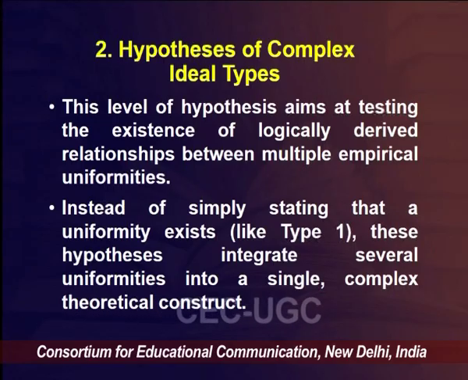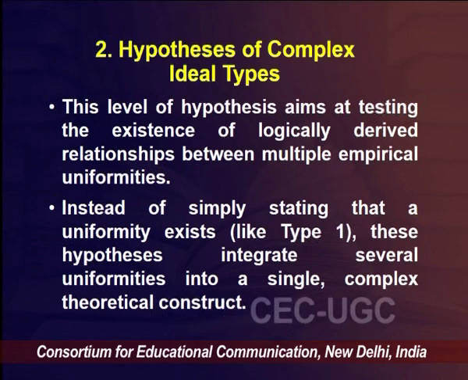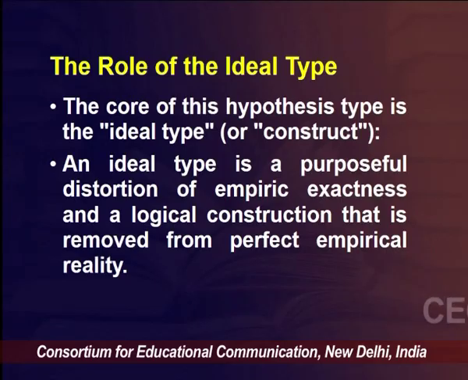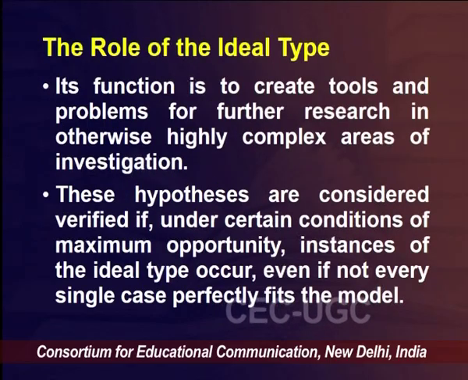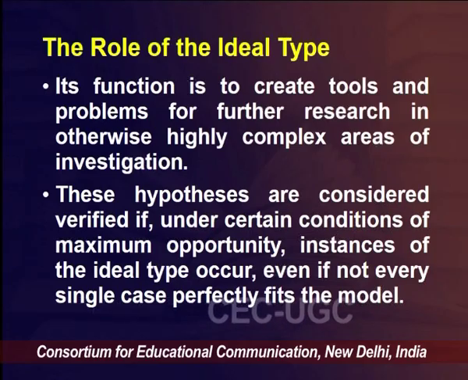Instead of simply stating that a uniformity exists, like the first type of hypothesis does, these hypotheses integrate several uniformities into a single complex theoretical construct. The core of this hypothesis is the ideal type or construct. An ideal type is a purposeful distortion of empirical exactness and a logical construction that is removed from perfect empirical reality. Its function is to create tools and problems for further research in otherwise highly complex areas of investigation.